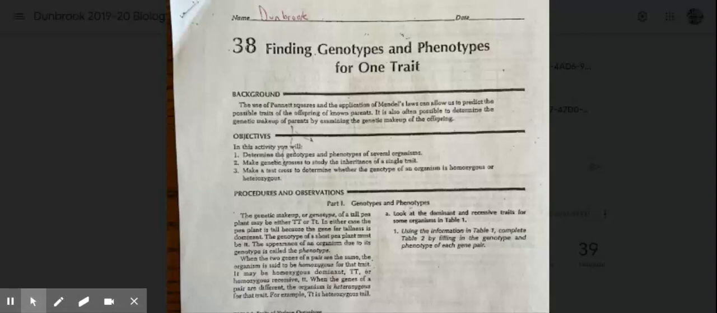As promised, here's the video that explains the answer key to this activity number 38, finding genotypes and phenotypes for one trait. I apologize for not posting this earlier. It was giving me a hard time uploading it.